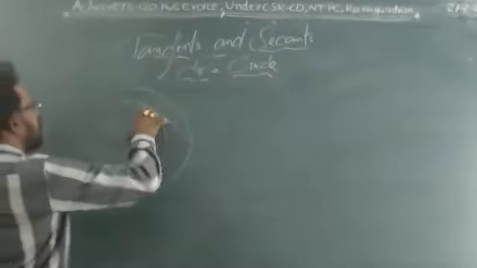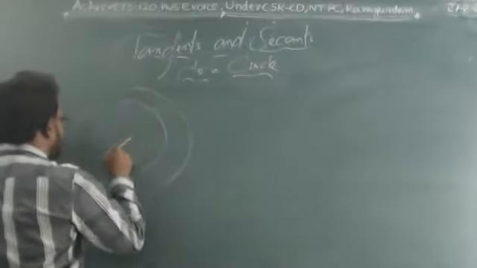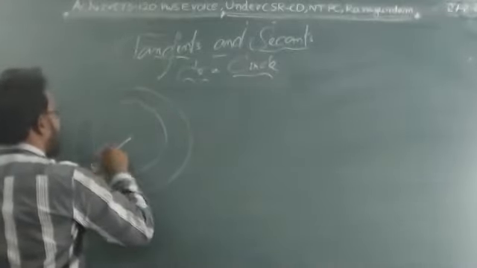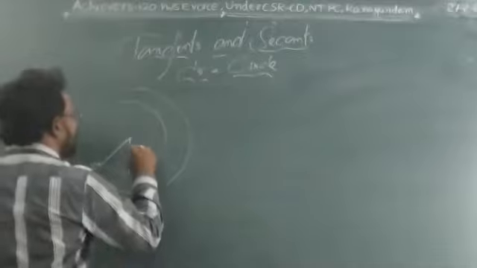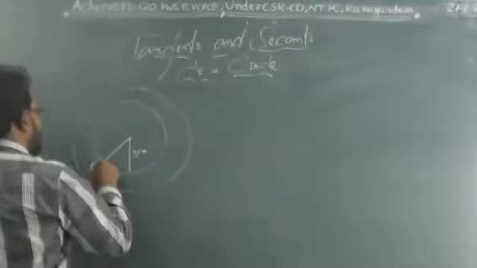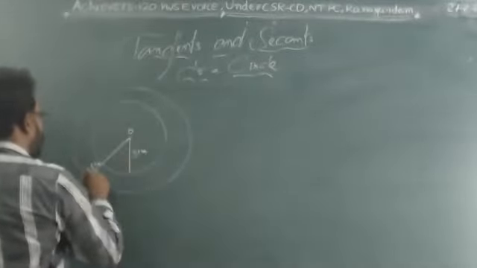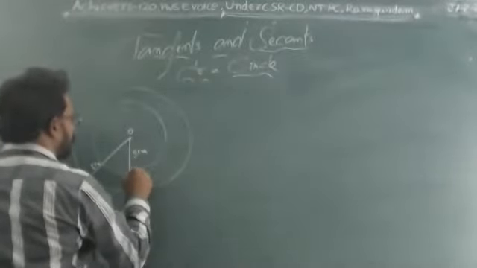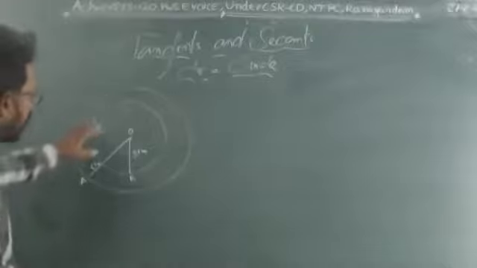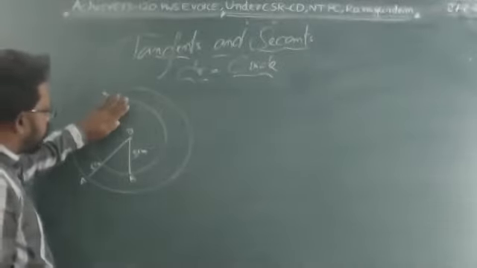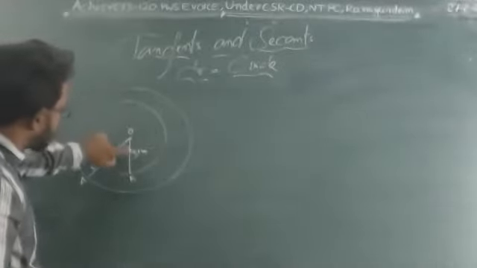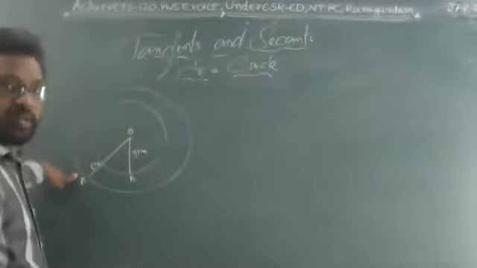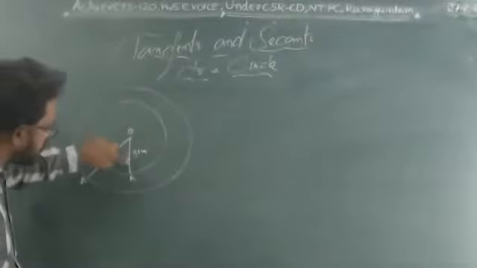Let us take this as 5 centimeters, and the other radius as 3 centimeters. Let us take this big radius OA, and let us take here B. Draw two concentric circles with the radius 3 centimeters and 5 centimeters. See, this is the 5 centimeters radius.